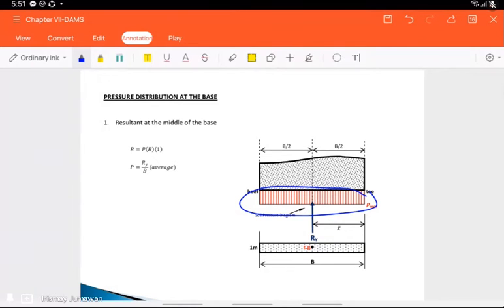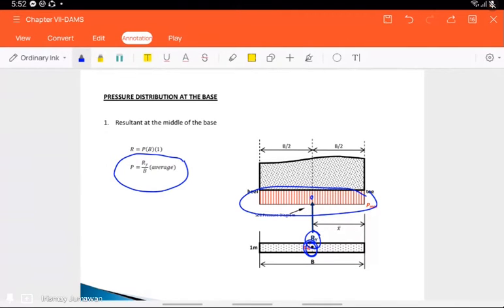What happens if the location of the Ry is at the center? So this is the center, no? That is the location of your center of gravity. So here the location coincides with your resultant. So to determine the pressure, this is the formula. So that is Ry divided by B.